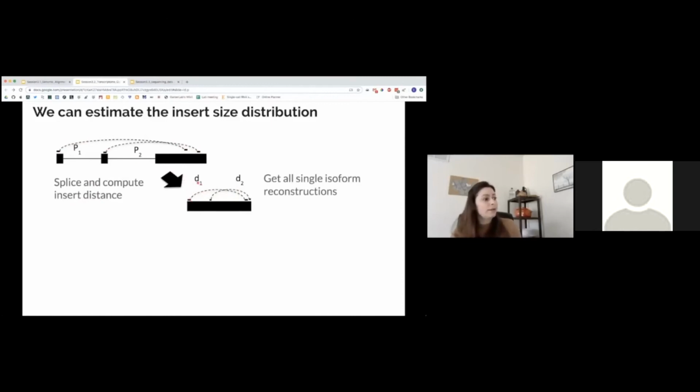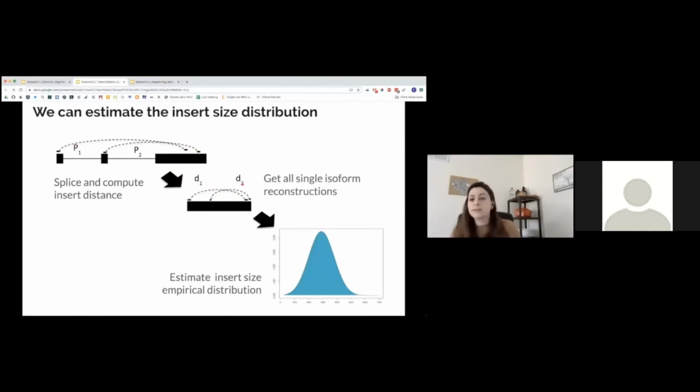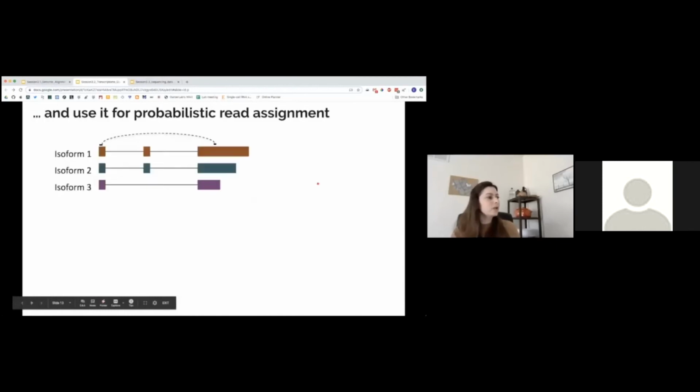All right, so for pair 1, you end up with distance 1, and for pair 2, you end up with distance 2. Once you do that for all of your paired reads, you can estimate this insert size empirical distribution. So you have a range of probable fragment insert sizes that you actually observed in your mapping. And you do this for every isoform reconstruction. All right, so let's go through that more carefully. You're going to use that for probabilistic read assignment.